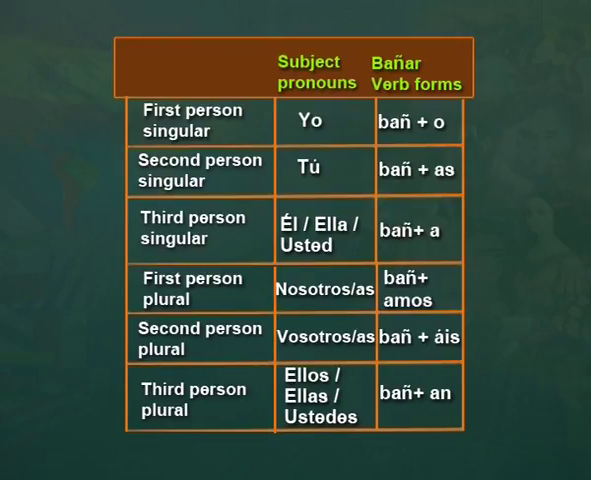You know the endings of the first group of verbs: o, yo; as, tú; a, él, ella, usted; amos, nosotros, nosotras; áis, vosotros, vosotras; and an, ellos, ellas, ustedes. Muy bien. So, bañar would be conjugated as baño, bañas, baña, bañamos, bañáis, bañan.